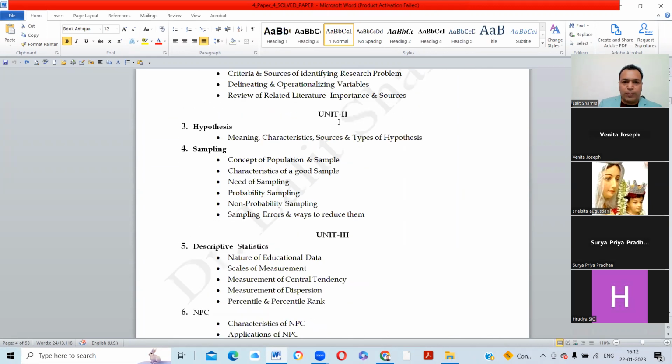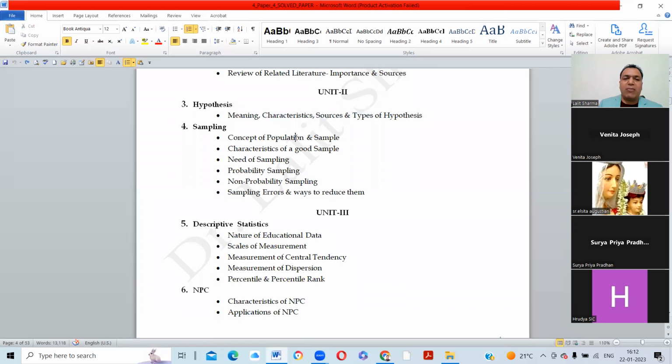Okay, unit 2, you can see that. This is your unit 2, right? In unit 2, there are 2 chapters. One is hypothesis and one is sampling. Under the hypothesis, a hypothesis question has come. You have to talk about different types of hypothesis and sources of hypothesis. And under sampling, one question is to define sampling and types of sampling. Either the examiner can ask you probability sampling or non-probability sampling. In the last year paper, he has asked probability sampling, guys, right?